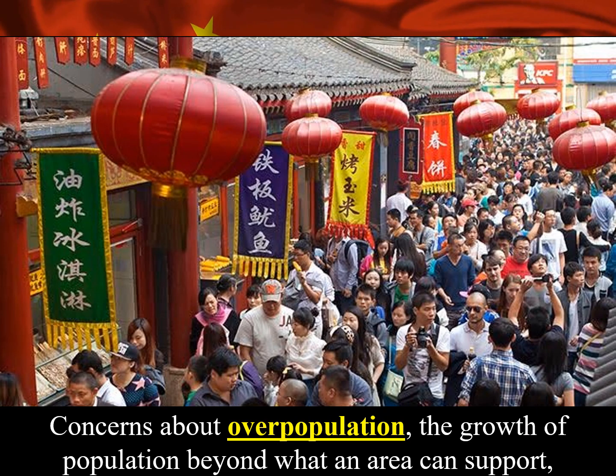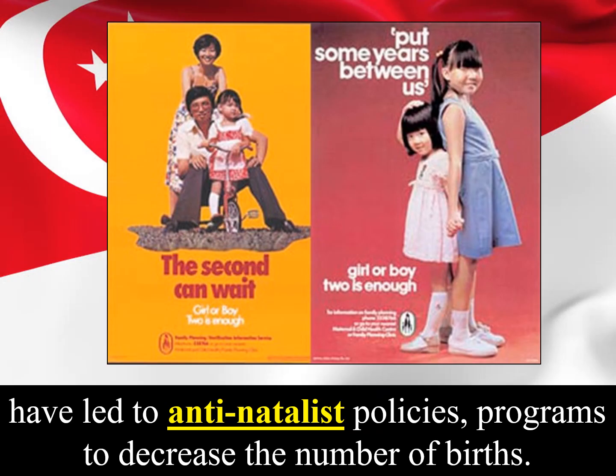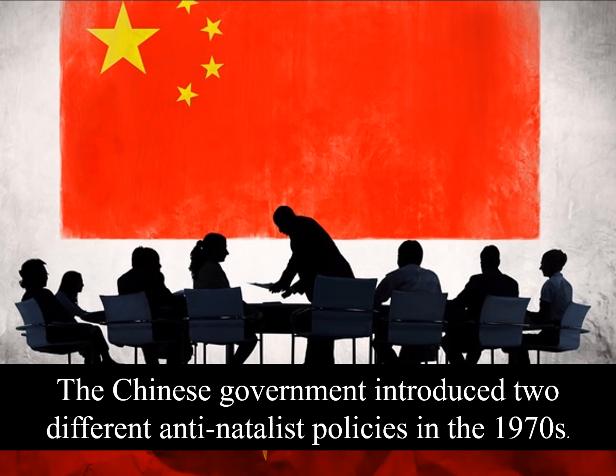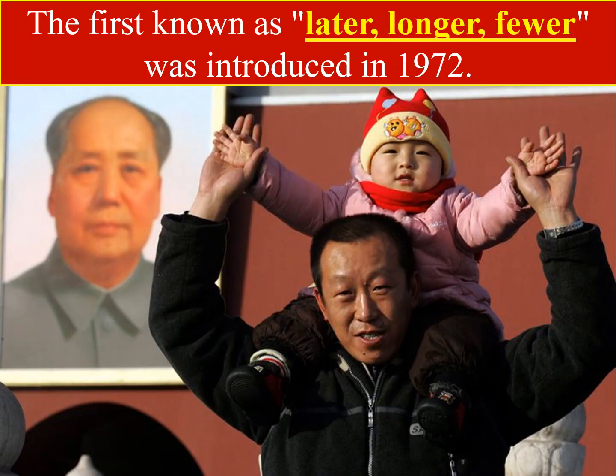Concerns about overpopulation, the growth of population beyond what an area can support, has led to anti-natalist policies. These are programs to decrease the number of births. China's one-child policy is the most famous anti-natalist policy. The Chinese government introduced two different anti-natalist policies in the 1970s. The first, known as Later, Longer, Fewer, was introduced in 1972.